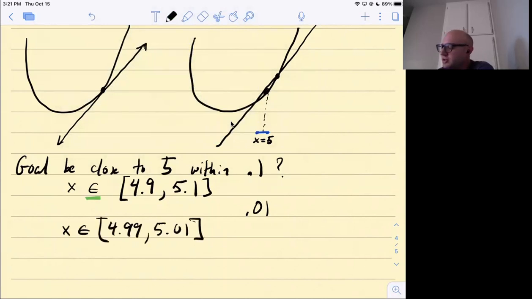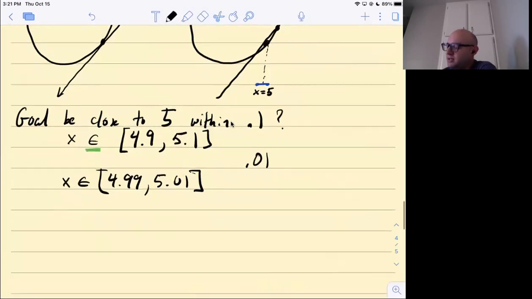And in general, if I pick a really, really small number, I'm going to be between 5 minus that number and 5 plus that number. So an alternative way of writing all of these intervals, for example, the 0.01, is just to write it as an absolute value inequality. And it allows you to take away all the essence of what you're describing.